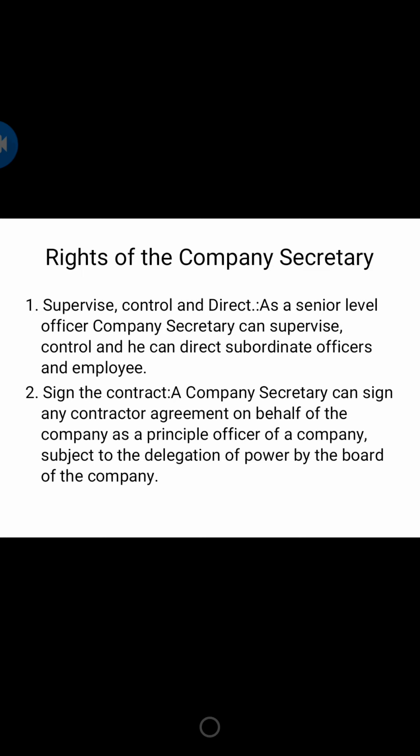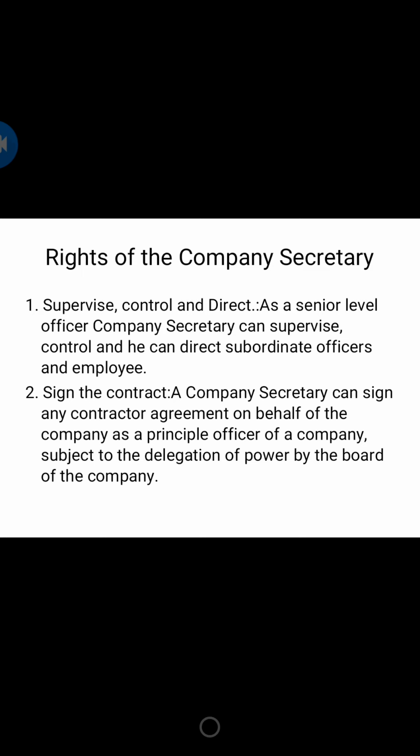Company secretary, we know, is a very important person who is going to play a very important role in the company. So in every stage in the formation of company, the secretary is a must, right? So he has some powers, he has some rights towards the company. So what are those things? We'll discuss one by one.